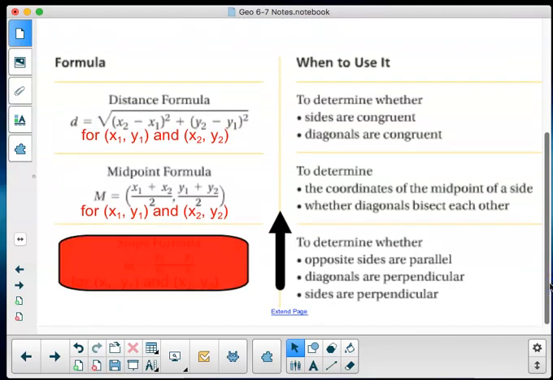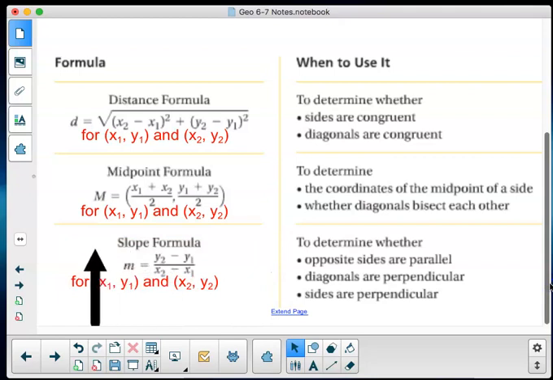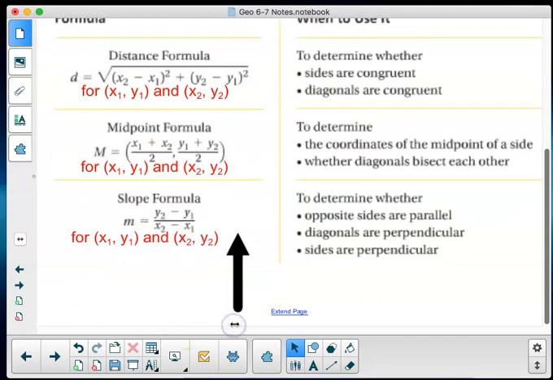Now, this last formula is talking about slope. Our slope formula is the slope of y sub 2 minus y sub 1 over x sub 2 minus x sub 1. Again, we have two distinct points that we're working with here: x sub 1, y sub 1, and x sub 2, y sub 2. And when would I use slope? Why do I have to worry about that? To determine whether the opposite sides are parallel, because if the slopes are the same, they are parallel. And to determine whether diagonals are perpendicular. If the slopes multiply together to be -1, they'll be perpendicular.